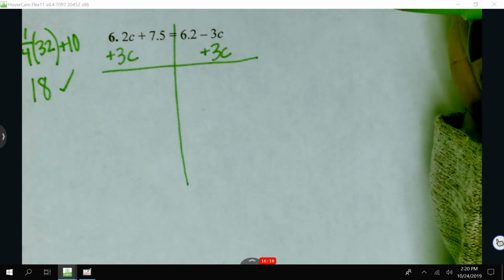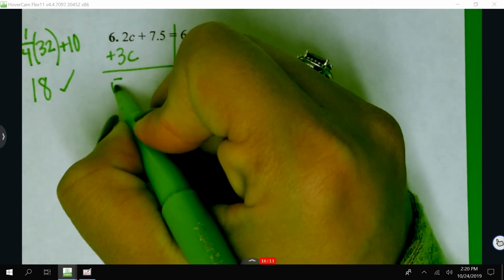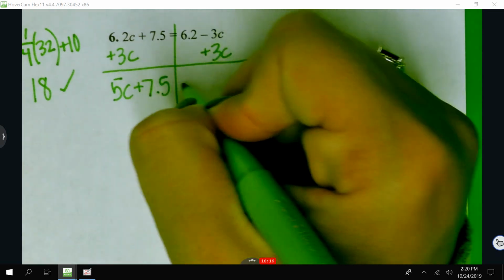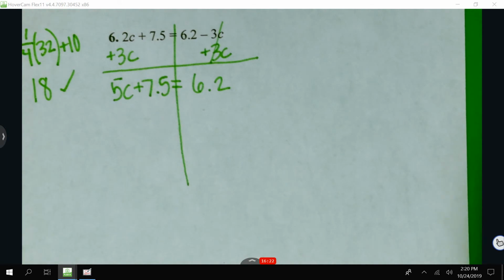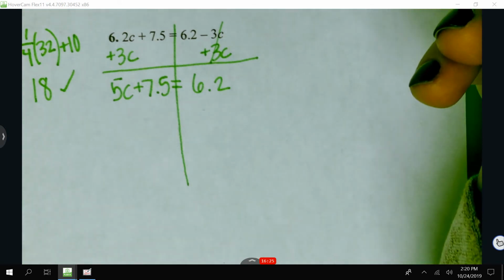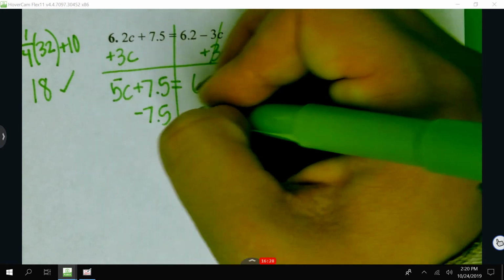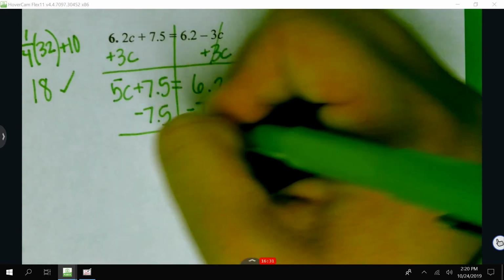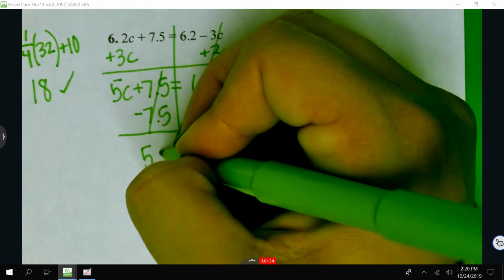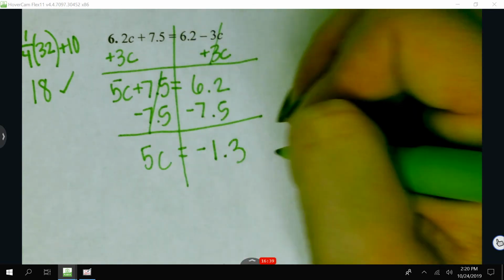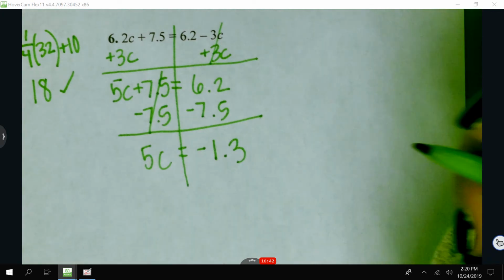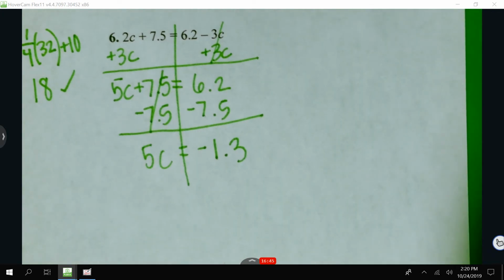So what do I have on the left? 5C plus 7.5. Okay. And then on the right, just 6.2. Then you want to subtract 7.5 from both sides. So I'm going to have 5C equals what? Should be negative 1.3. Check it again. I put a negative 6.2. Oh, yeah.